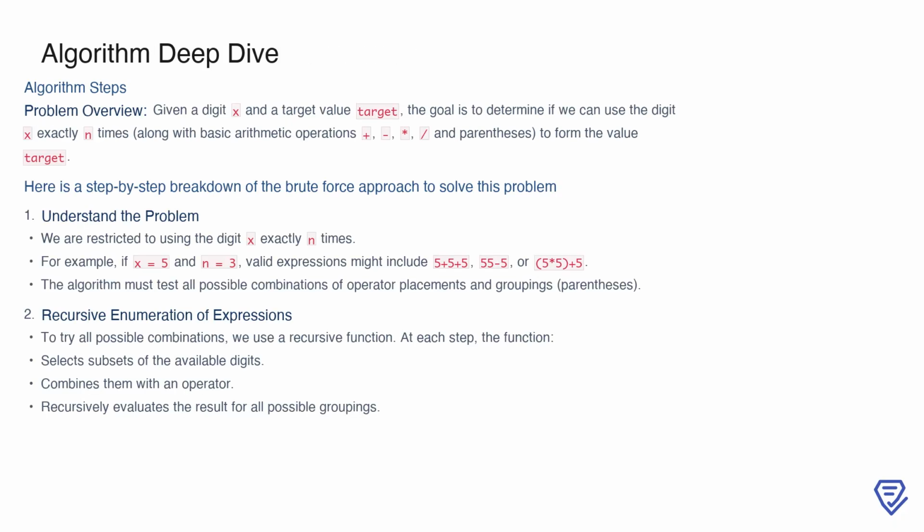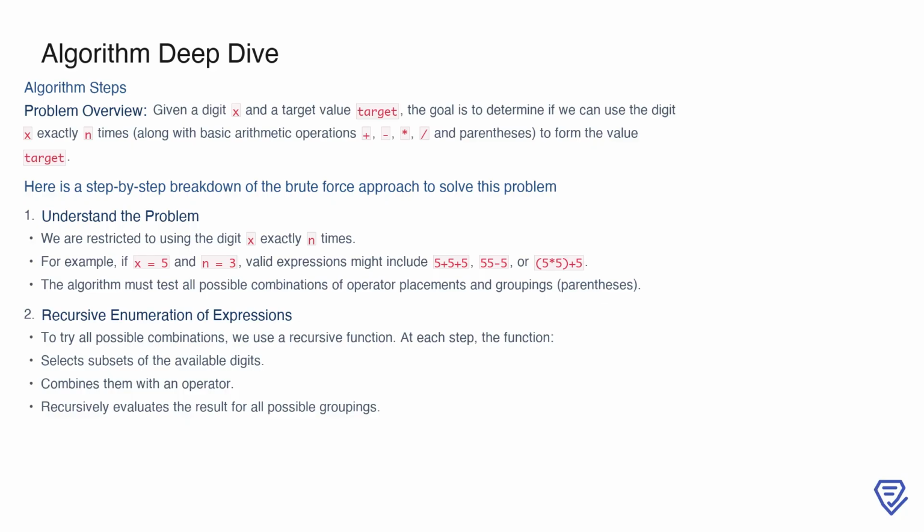To solve this problem, we start by understanding the constraints and requirements. We are given a digit x and a target value, target, and we need to determine if the value can be expressed using exactly n instances of the digit x, combined with basic arithmetic operations like addition, subtraction, multiplication, and division, along with parentheses to control operator precedence. For example, if x is 5 and n is 3, valid expressions could be 5 plus 5 plus 5, 55-5, or even 5 times 5 plus 5.